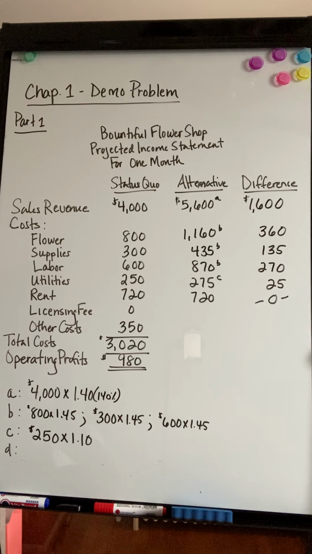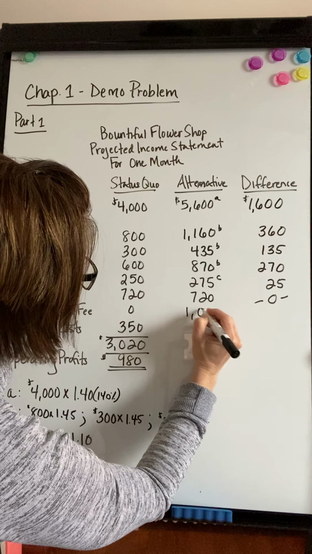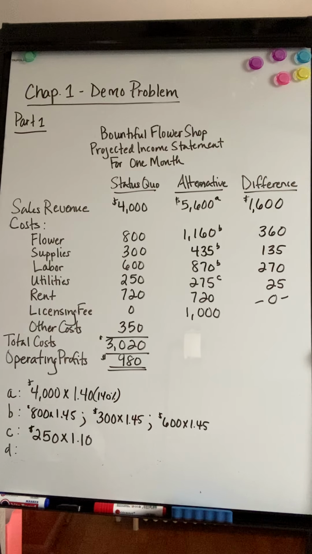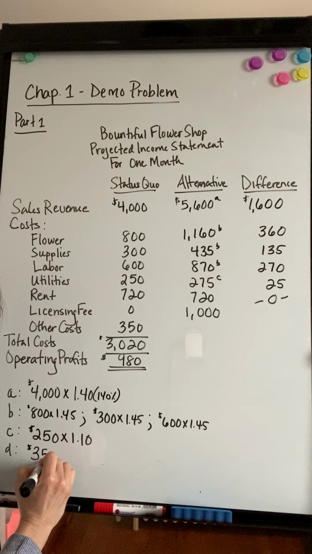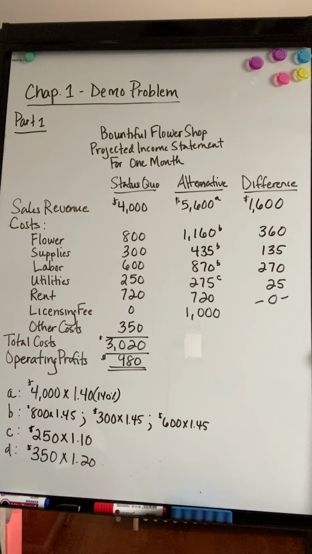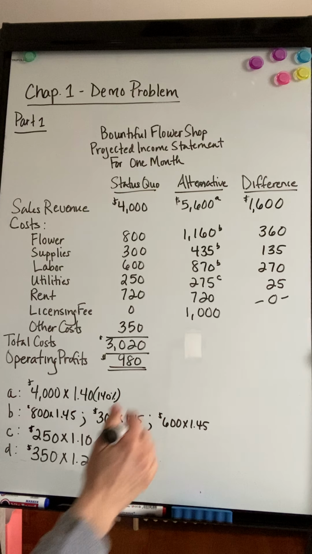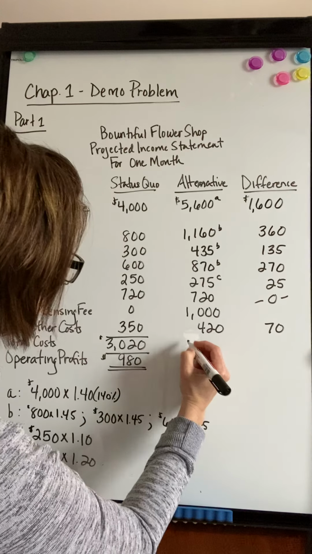And the licensing fee, we didn't have one before, but if we go with this national chain, the licensing fee is $1,000, right? And then other costs were $350, and they're going to increase by 20%. So that's my last calculation down here, $350 times 1.20, and add another 20%, that's an additional $70. So that jumps to $420, and the difference is $70.